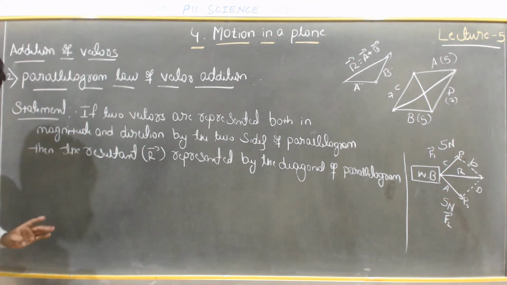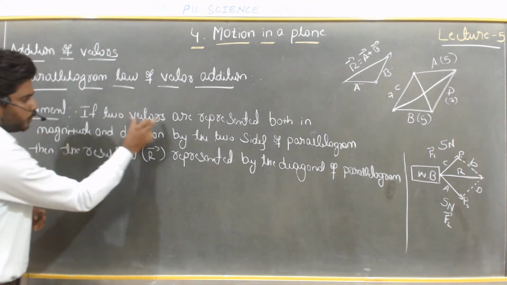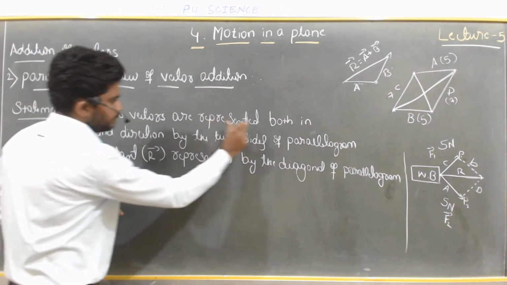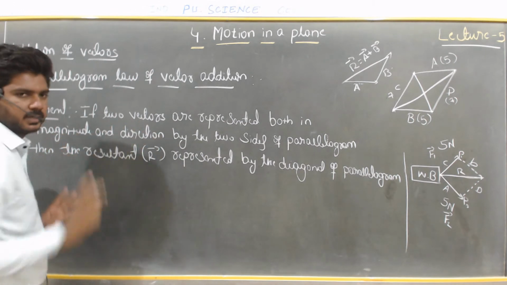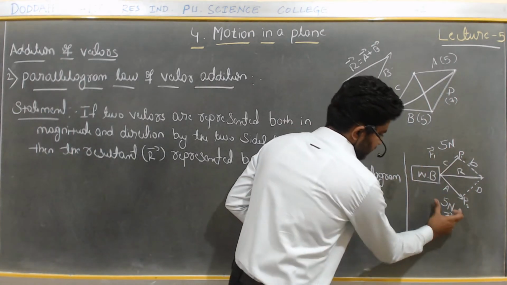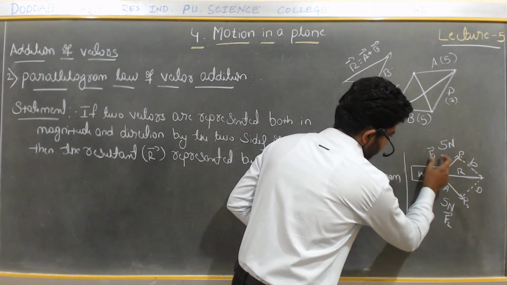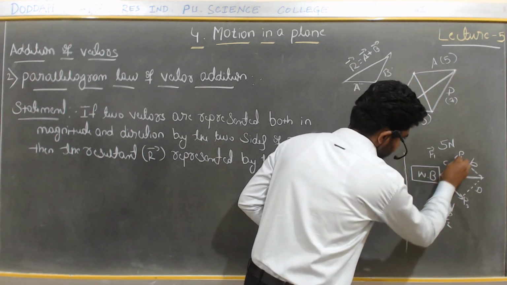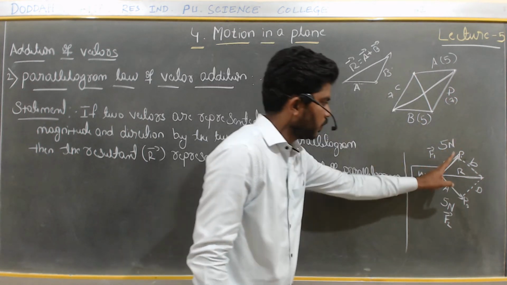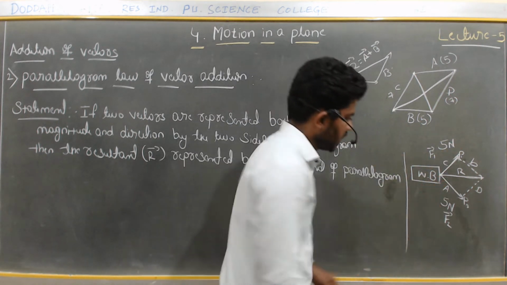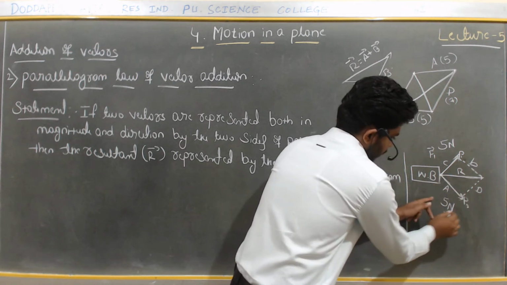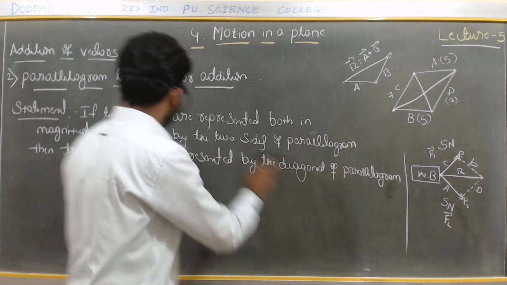First I will read. If two vectors are represented both in magnitude and direction, see here, I have represented vector F1 in this direction with a magnitude of 5 Newton. One vector has come. Next, another vector I have represented in this direction with a magnitude of 5 Newton. See, the same thing I have written.